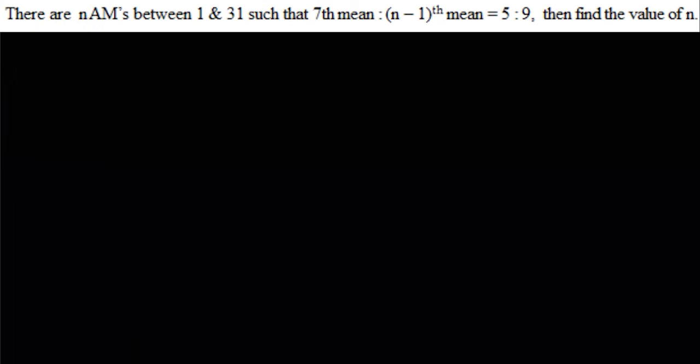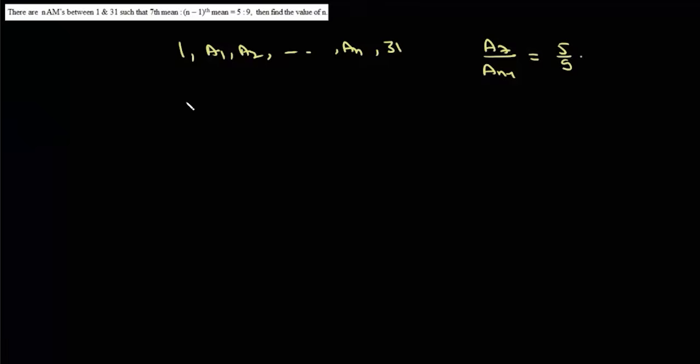Now here the question is, if there are n AMs inserted between 1 and 31, so between 1 and 31, n AMs are inserted, such that the 7th mean upon the (n minus 1)th mean is equal to 5 by 9. Find the value of n. Now if we find its common difference, it will be simply (b minus a) upon (n plus 1), which is 30 upon n plus 1. So this common difference will be 30 upon n plus 1.